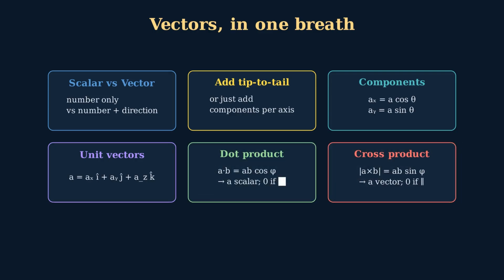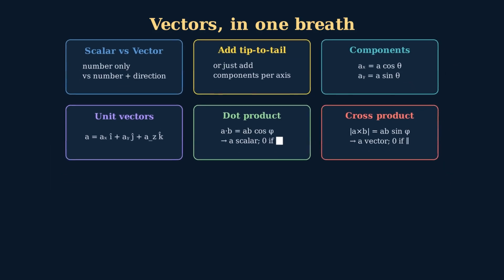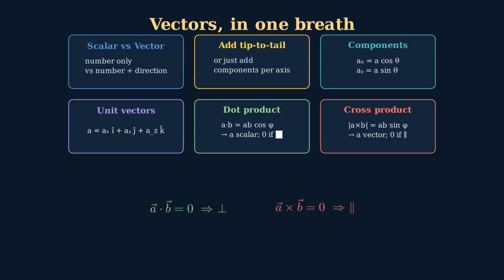The dot product uses cosine, returns a plain number, and dies when the vectors are perpendicular. The cross product uses sine, returns a whole new vector pointing out of the plane, and dies when they're parallel. Remember that contrast and half of vector algebra is reflex. Two facts to carry everywhere: a zero dot product means perpendicular, a zero cross product means parallel. Those two shortcuts will rescue you in problem after problem.